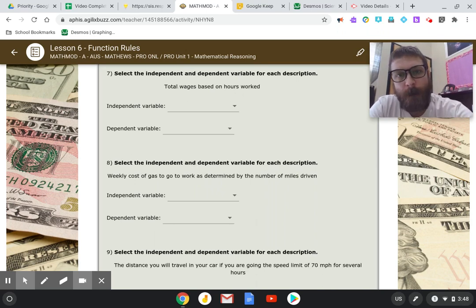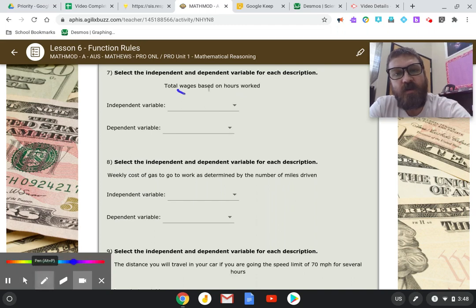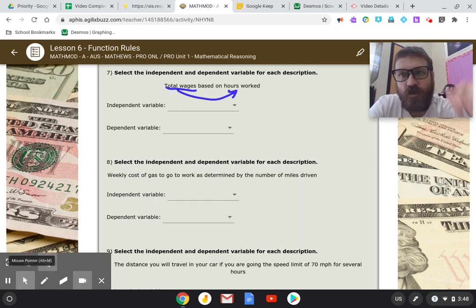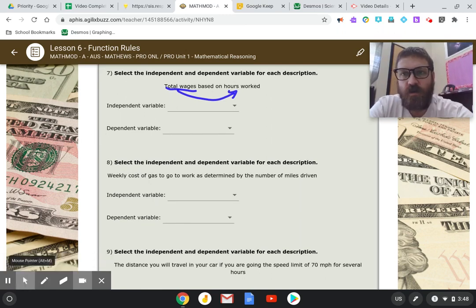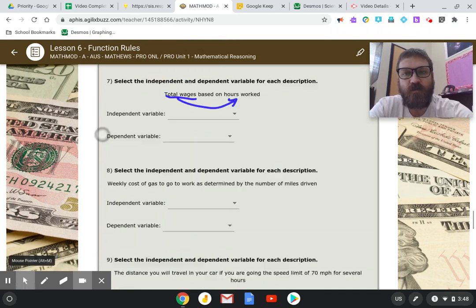Based on or determined by are great examples, words or key phrases that are telling you what is independent. If total wages are based on hours worked, then hours worked is independent, and total wages is dependent on the hours worked. So based on is another way of saying that total wages is dependent on hours worked. Therefore, total wages is dependent, hours worked independent. So you'll just have to use your common sense and just do your best to read those sentences and determine what fits in which category. That's going to be a lot of those types of questions.